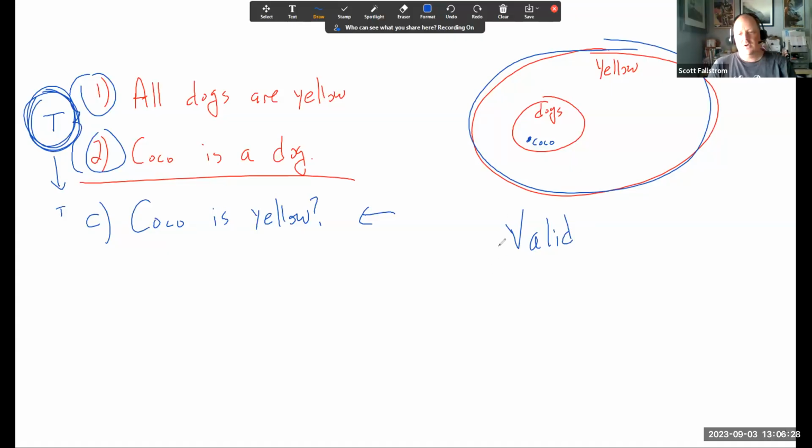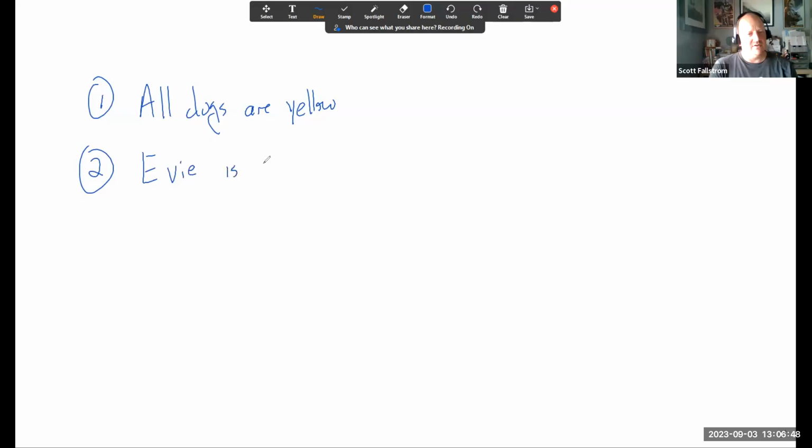Okay. Well, let's look at one more similar. All dogs are yellow. And I will now say, oh, my dog Evie is yellow. So what I want to do is compare the reasoning here and determine the statement.